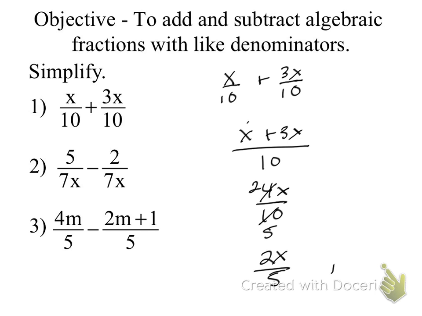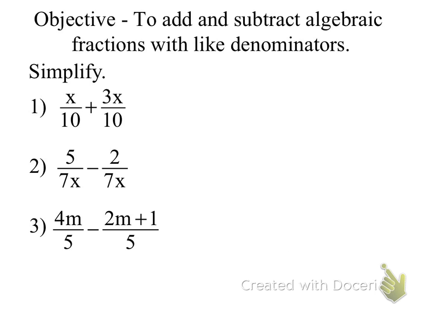All right, pause the recording, and I'd like you to try number 2 and number 3. So number 2, when we simplify 5 over 7x minus 2 over 7x, what do we get over 7x? Isaiah? 3 over 7x. Excellent.